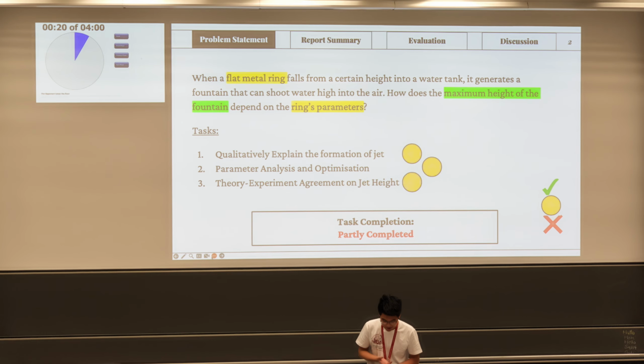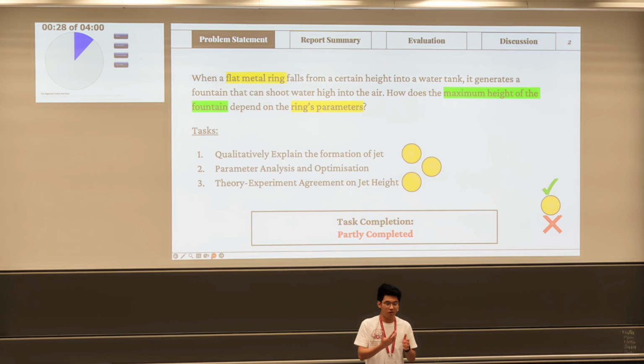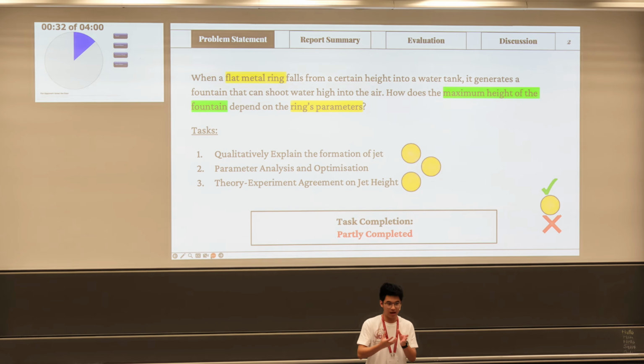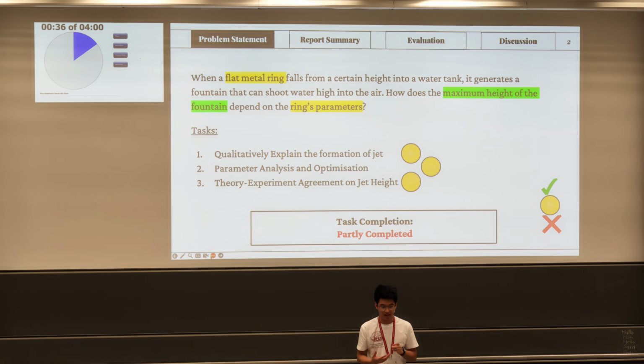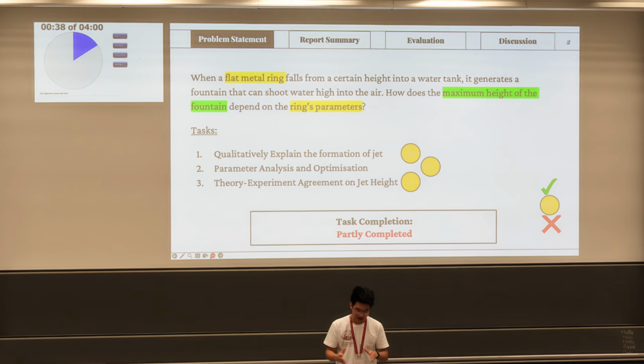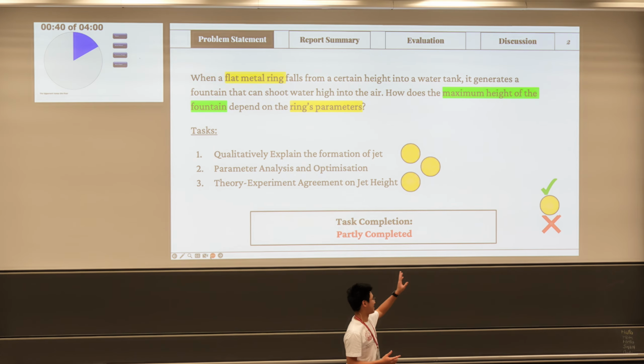And then secondly is the parameter analysis and the optimization. We believe that the parameter analysis was very good. They clearly explained some of the trends. However, we did not really see some kind of numerical analysis or any optimization of the problem. And then thirdly is a theory-experimental agreement on the jet height. We believe that it was quite well done as well. I wanted to put a tick in the middle of these two, so we believe that the task completion is partly completed.